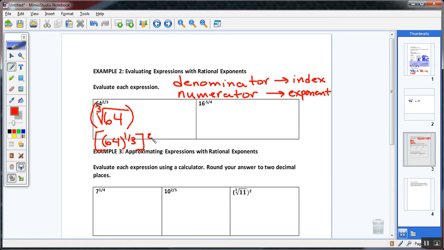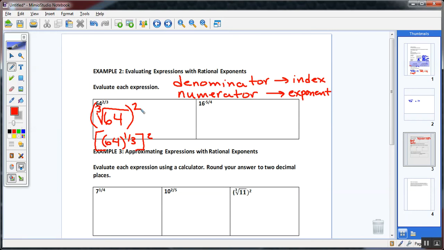What's 2 times 1/3 right here when I bring that in? 2/3, like the problem originally stated. So here's what I'm going to tell you. If you ever see fractional exponents, I want the denominator to be your what, kids? Index, and I want the numerator to be your what? Exponent. So here's how this is going to work.